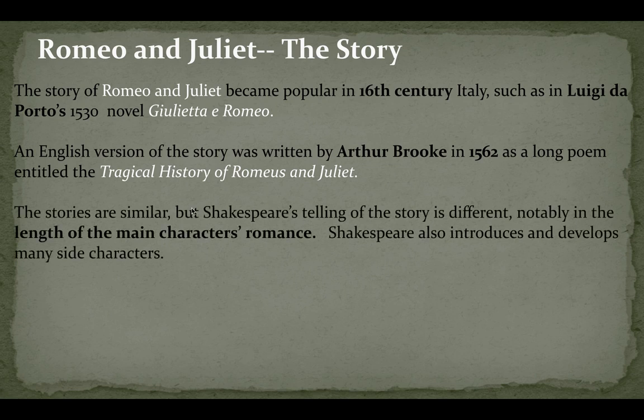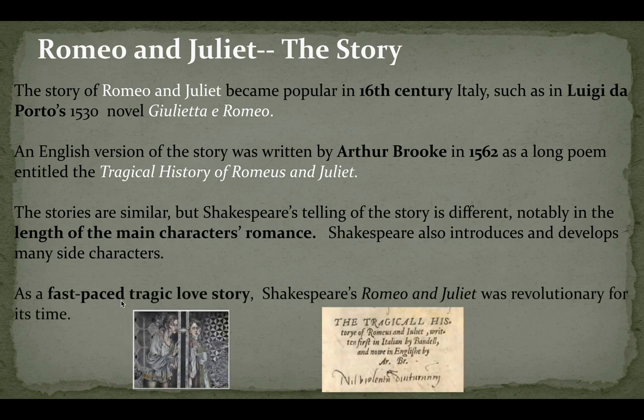Now, the stories are similar, but Shakespeare's telling of the story is a little different. He changed things up, mostly in terms of the pacing. The length of the main characters' romance is very, very quick. Things happen very, very quickly instead of over time, and so this makes for very good drama. We also have Shakespeare introducing and developing many side characters. And with those side characters come side conflicts. So there's a lot more going on in Shakespeare's retelling of Romeo and Juliet than we might have found in some of the first stories.